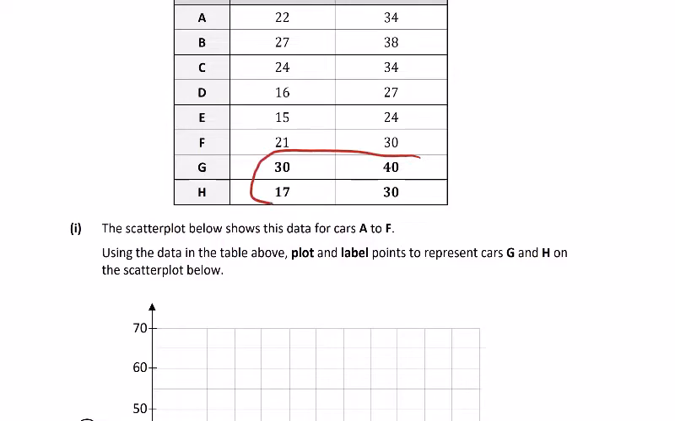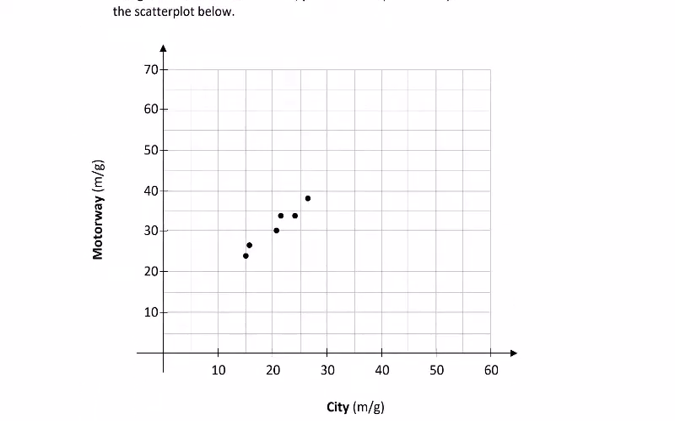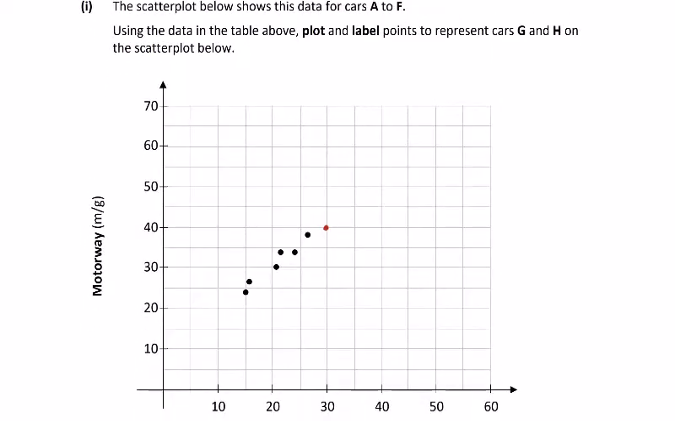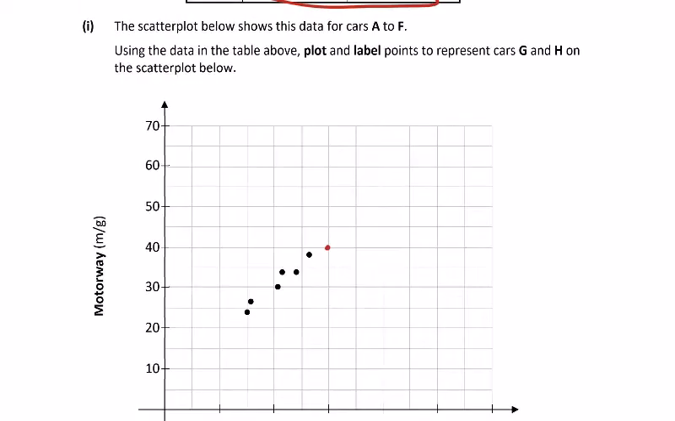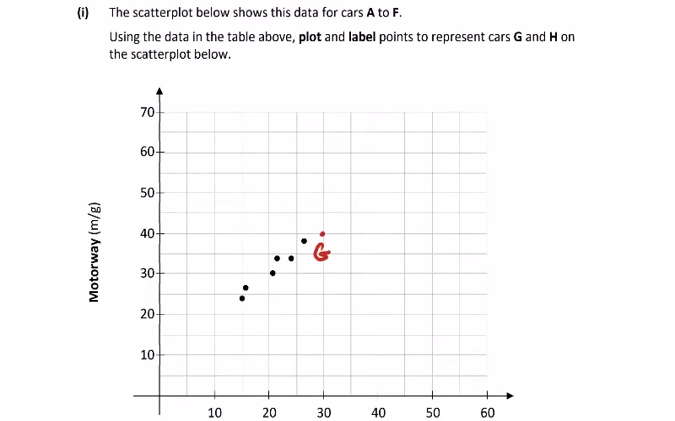On 30, 40, 30, 40. And 17, 30, and label them. So G and H, 17, 30. 15 is here, 17 and 30, so just before halfway, about here. G and H.